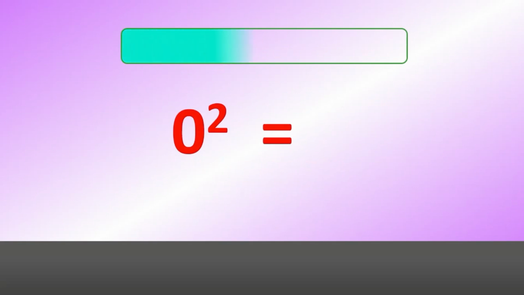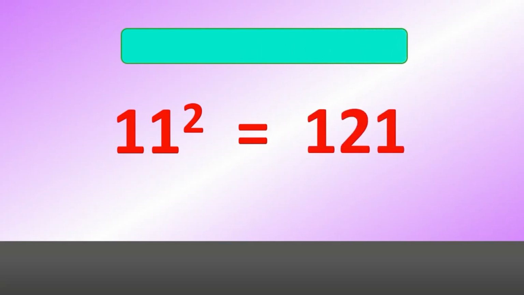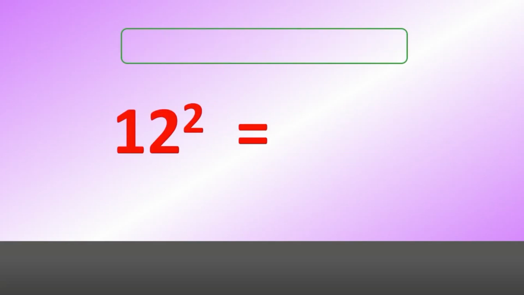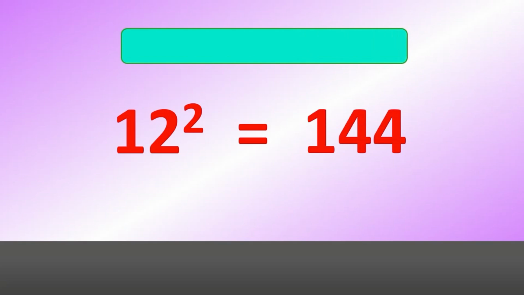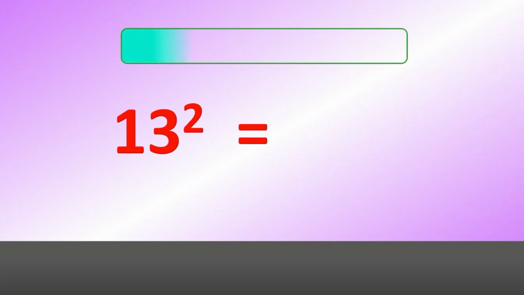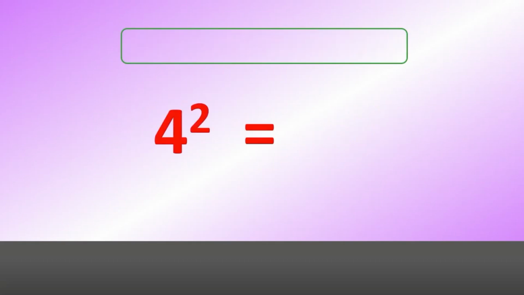0 squared is 0. 1 squared is 1. 11 squared is 121. 2 squared is 4. 12 squared is 144. 3 squared is 9. 13 squared is 169.